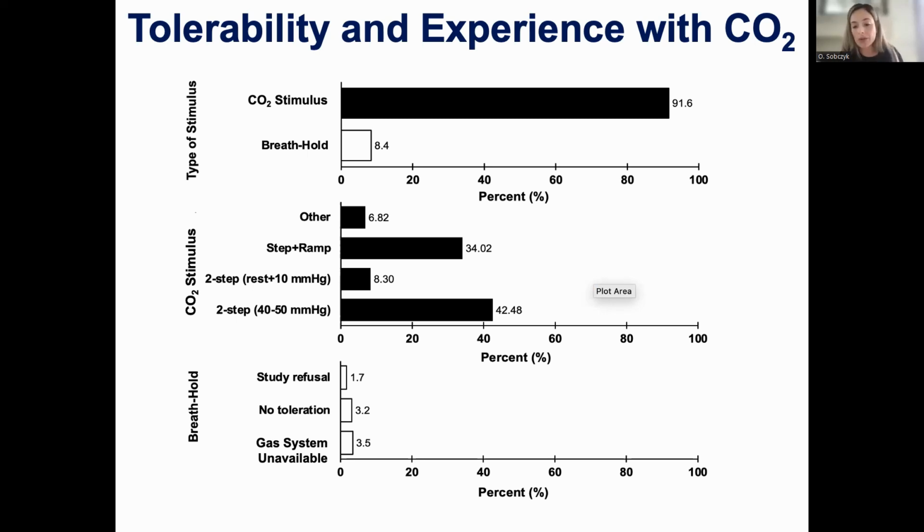The top graph shows the percent of patients out of 1,200 scans that underwent a CO2 stimulus, which was approximately 92%. And the remaining 8% of patients did a breath hold. For the 92% that had a CO2 CVR, the middle graph just breaks down the type of CO2 stimulus they underwent. But the last graph, which I find very interesting, shows the distribution of the reason why the 8% of patients underwent a breath hold instead of the CO2 stimulus.